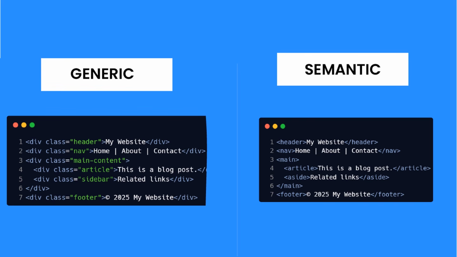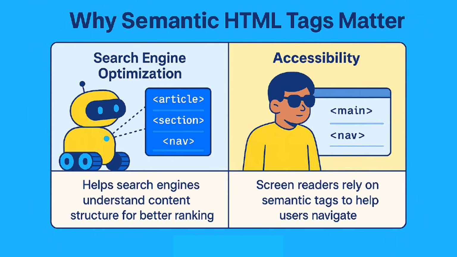So why does this actually matter? Well, using semantic tags isn't just about writing cleaner code, though it's a big plus. It's really about communication, not just with other developers, but with browsers, search engines, and even assistive technologies. Let me break that down.